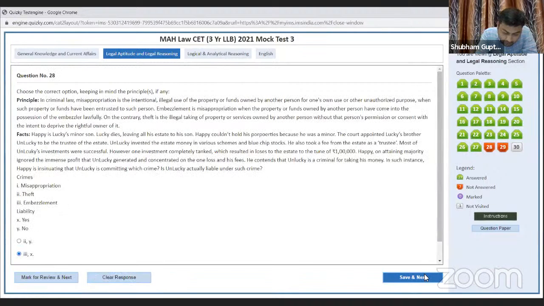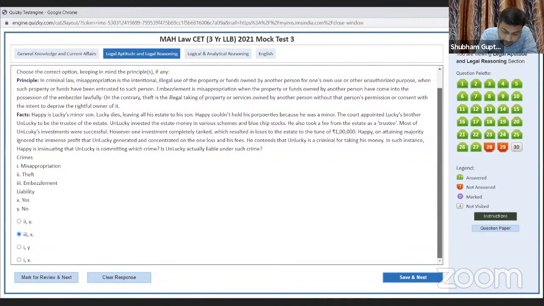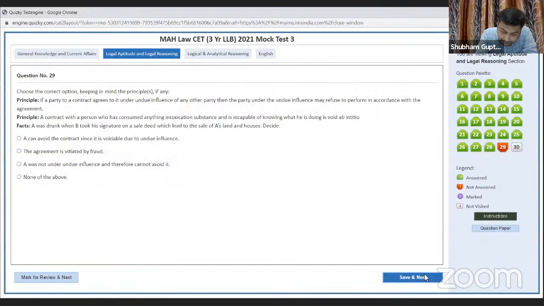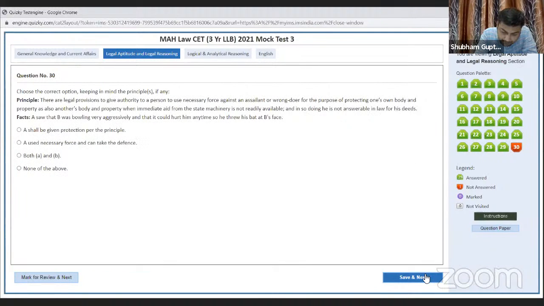So this is again very long. I would never read such a long question in the exam. This looks small. Let's read it.